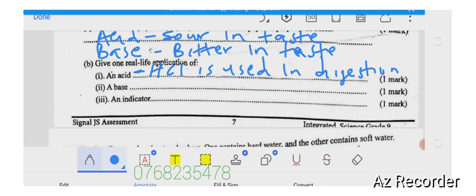We also have nitric acid, which is used in making paint. Acids are used in making fertilizers. We have carbonic acid, which is used as a preservative in soft drinks, among many others. For bases, we can say lime is used to reduce acidity in the soil.